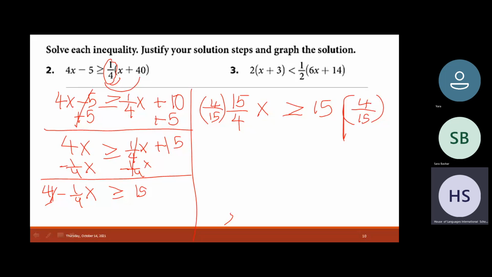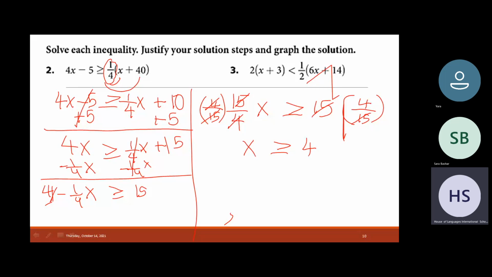Next. So here, if you see any fraction, multiply it by its reciprocal. That equals 4. Then here, cancel 4, cancel 15, so I have x alone, greater than or equal. 15 cancel 15. So what do I have here now? 4. So wait, I didn't finish. Continue. x greater than or equal to 4.